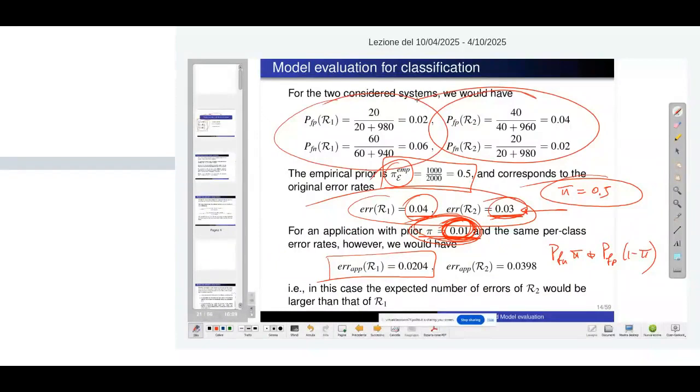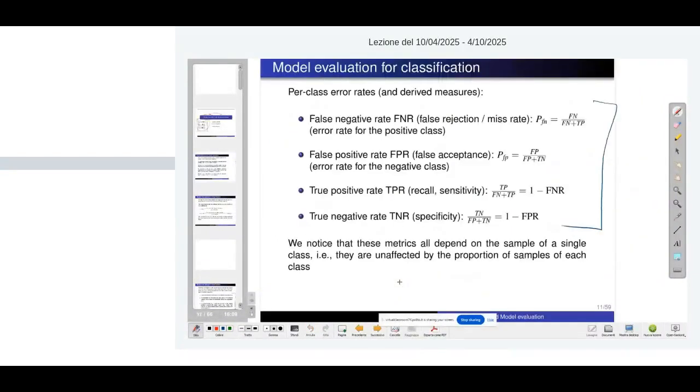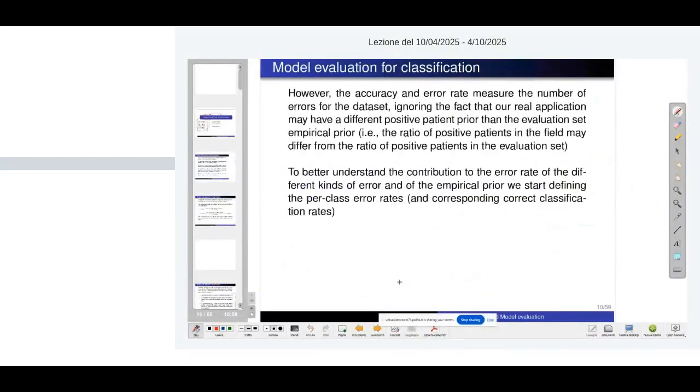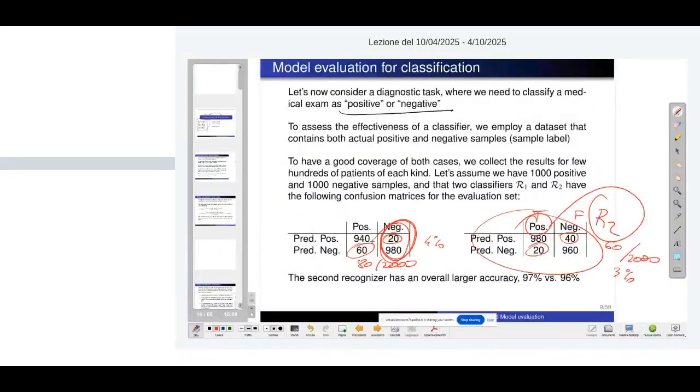But now we need to combine them by prior. In this case, R1 will be better. Why? Because if we look at the confusion matrix, R1 makes fewer errors for the negative samples. The vast majority of the people belong to the negative samples, so the vast majority of the times I will have a sample for the negative class. For that class, the classifier is more accurate.